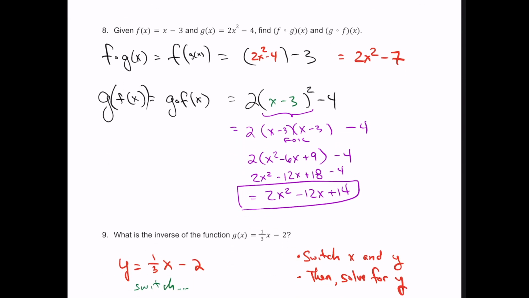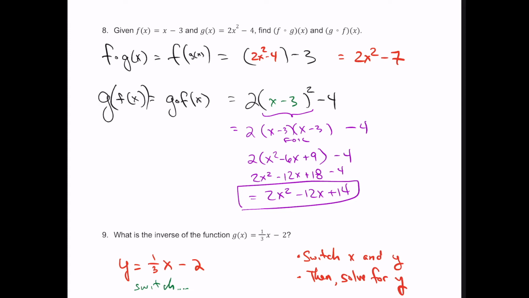Number 8 deals with what are called composite functions, where you are putting one function inside another and you're creating a new function. So in part A, it says find f composed of g. F composed of g. I like to write it this way, f of g, where you're putting g, here's g, we're putting it inside f. Remember, f is something minus 3. So we put that in there, we can then simplify, we get 2x squared minus 7.